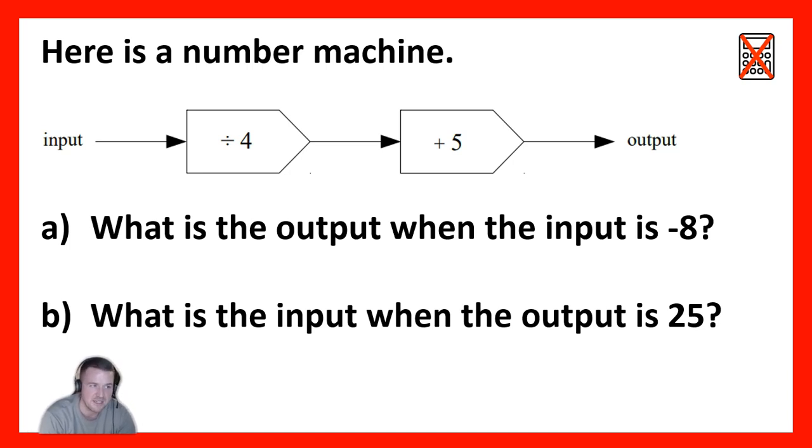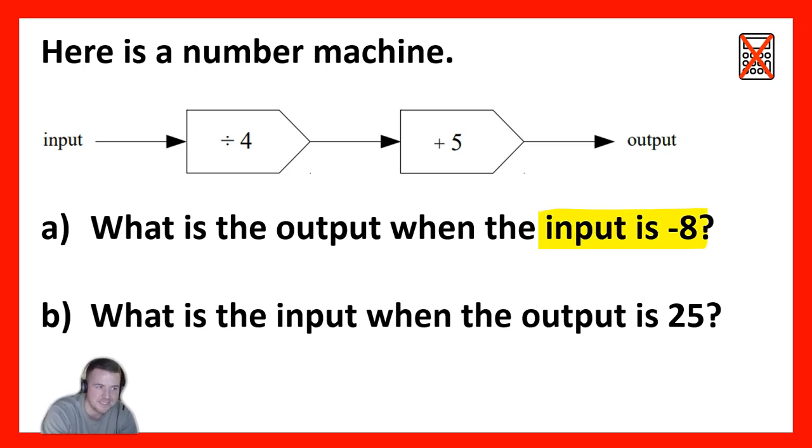A function machine is a visual representation of a mathematical process that takes an input, applies a rule or a series of rules, and produces an output. It's a simple way to understand how functions work and is often used in algebra to break down problems step by step. For the first question, we need to find the output when the input is -8.